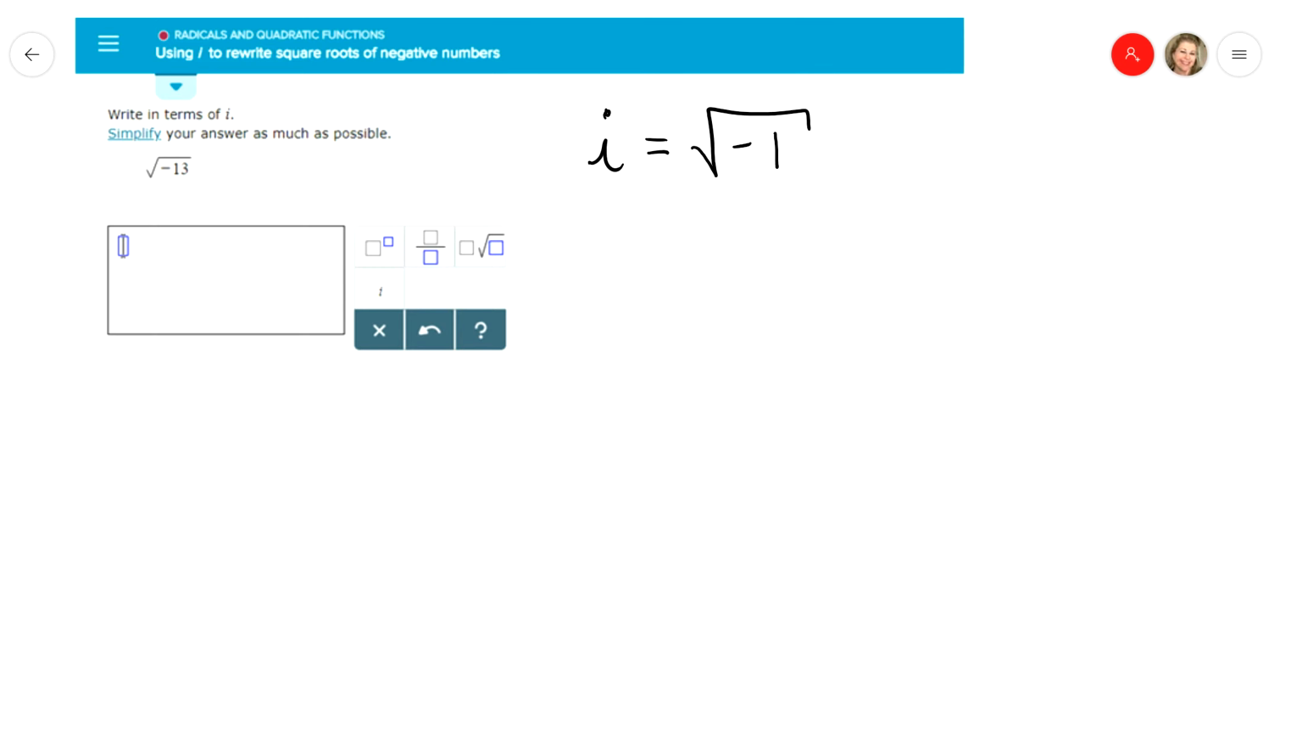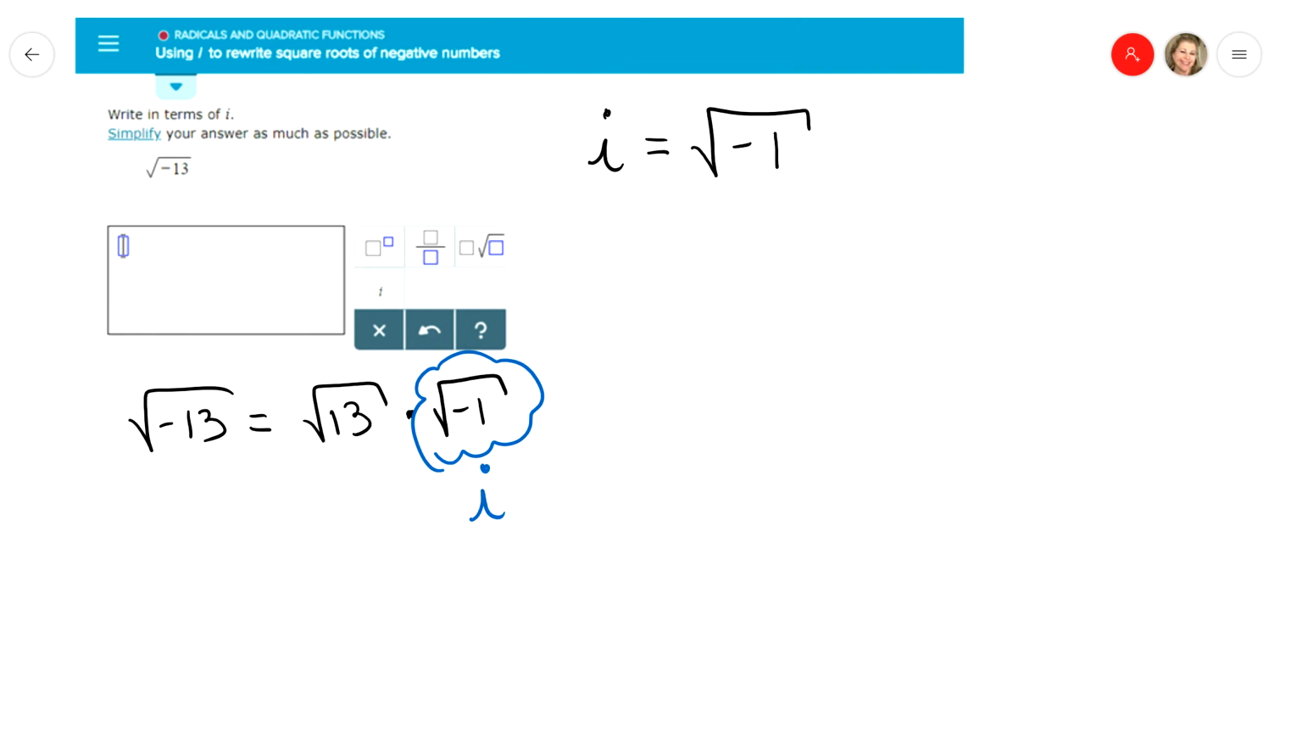So, if they ask you to simplify the square root of negative 13, you're going to break that down to be the square root of 13 times the square root of negative 1. The square root of negative 1 is represented by the letter i. I cannot take the square root of 13, so I have to leave it as the square root of 13, and I can't simplify it either.